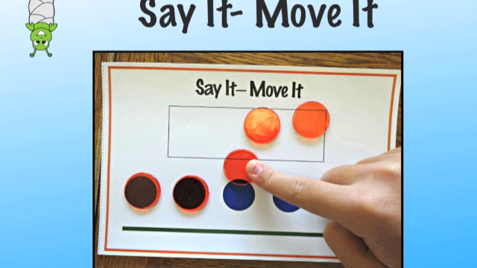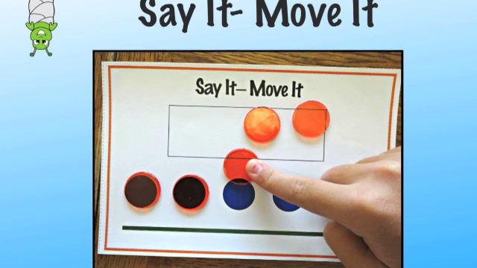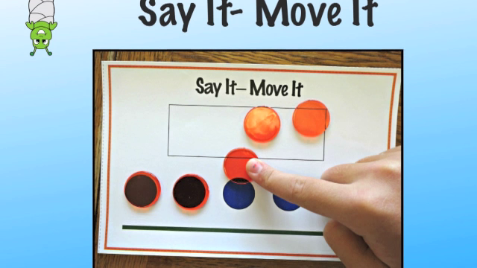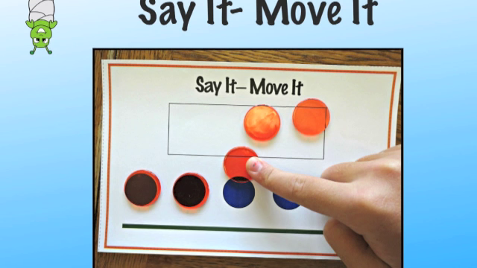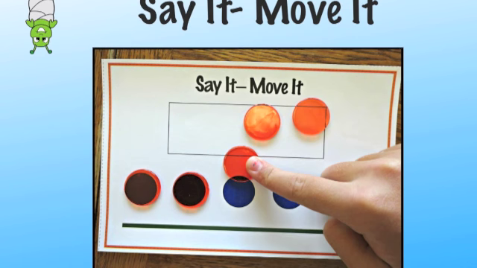Alright, the say it, move it activity is very similar to the squaring up activity. I typically use bingo chips for this activity, and you'll place the bingo chips in the square. And then you'll say a word, and then you'll have the child move a chip down for each sound they hear in the word, and then blend that word back together as they move their finger along the green line.